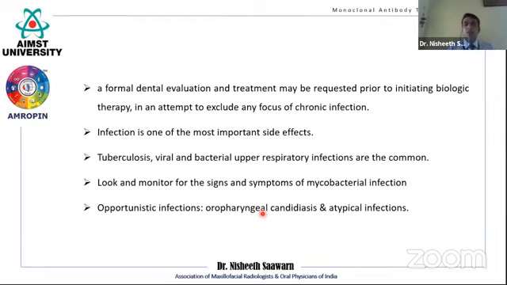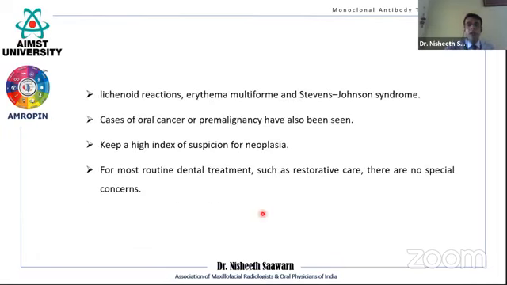Okay, why this? Because infection is one of the most important side effects. Tuberculosis, viral and upper respiratory tract infections are more common. I have already discussed them, right? You have to keep looking for the signs and symptoms of mycobacterial infection, and of oropharyngeal candidiasis, histoplasmosis, or other atypical infections of the oral cavity. There are a whole lot of opportunistic infections which can occur in the person. Then lichenoid reaction, erythema multiforme, Steven-Johnson syndrome, malignancies and pre-malignancies are very common in such cases.